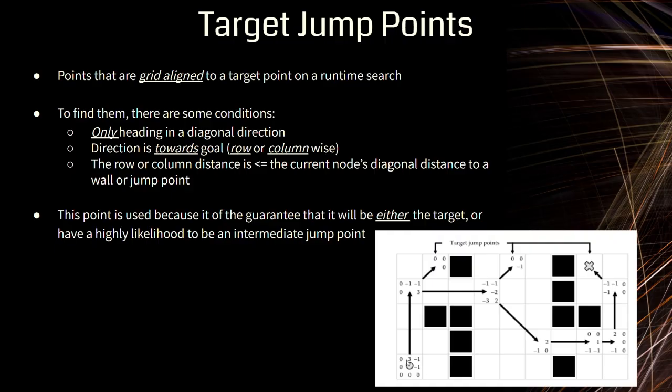So if we start in this bottom left corner here, the column would have to be above us and the row would have to be to the right of us. The row or column distance then has to be less than or equal to the current node. So once we've exceeded the target location, thinking about this in terms of row and column space, we can't go that direction. And then this point is used because of the guarantee, essentially, that it will either be the target or have a high likelihood to be an intermediate jump point.